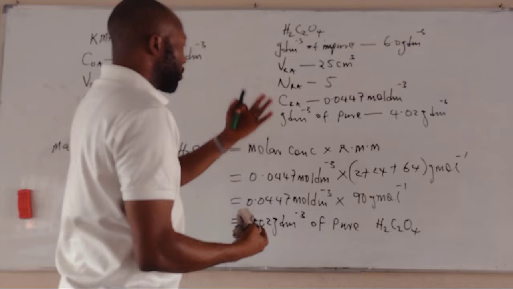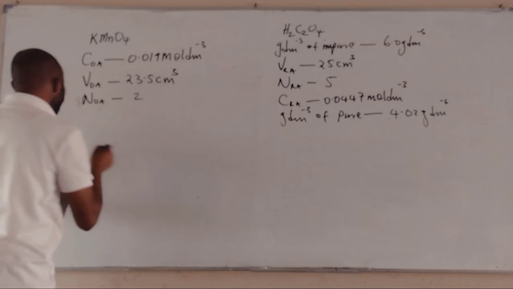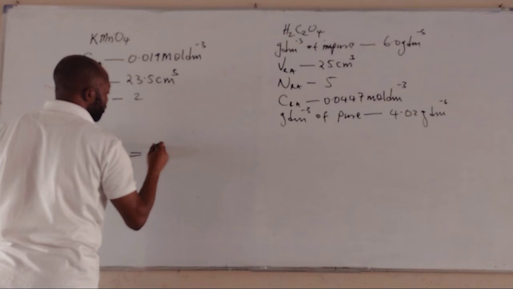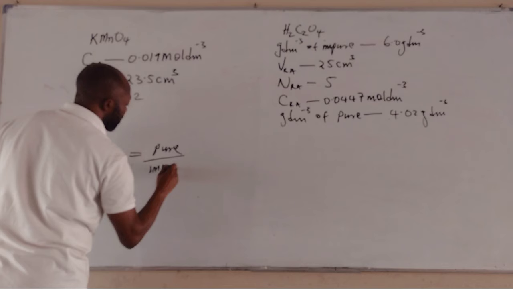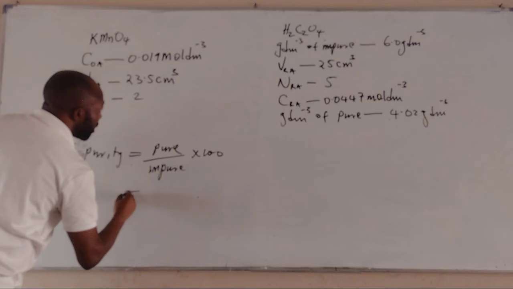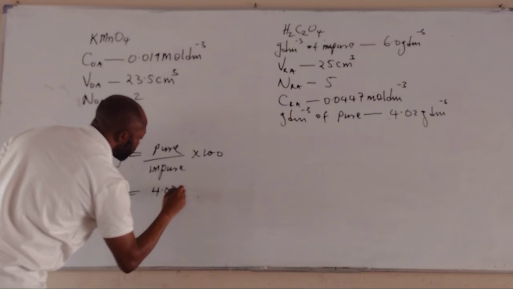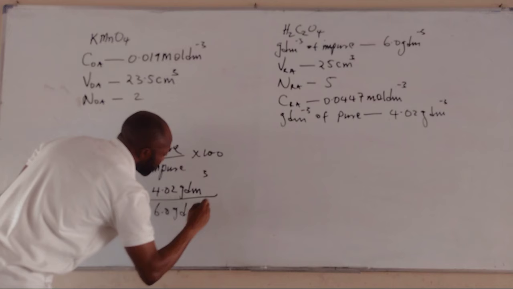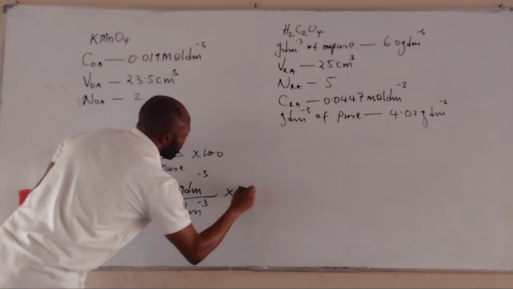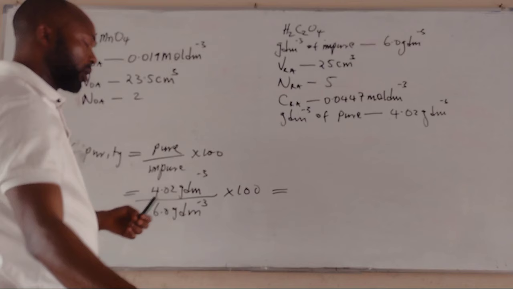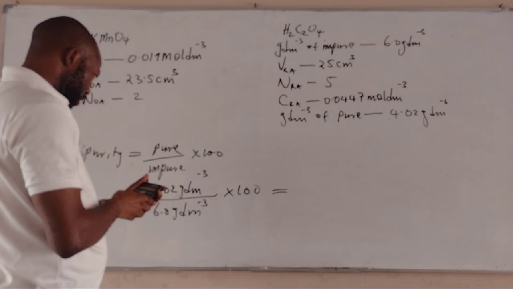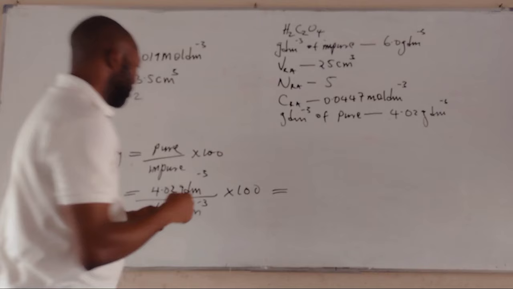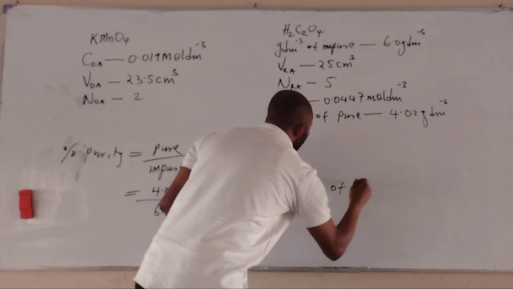Then we'll get the impurity. Now, percentage purity equals mass of pure over impure times 100. Mass concentration of pure is 4.02 g/dm cube. Mass concentration of impure is 6.0 g/dm cube, times 100. And this is 4.02 divided by 6 times 100, which is 67. So this is 67% of pure ethanedioic acid.